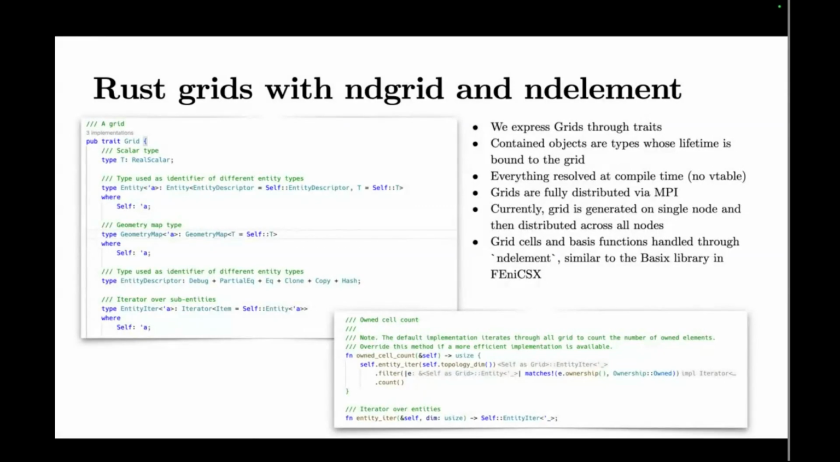And what this means is that Self, the grid type, needs to live at least as long as the entity. And if you think about this, that makes sense, because if I have an entity inside the grid, the entity only makes sense as long as the grid itself is actually alive. So if I have the cell of a grid and the grid gets destroyed, then the cell doesn't make sense anymore. And that's essentially what it's saying.